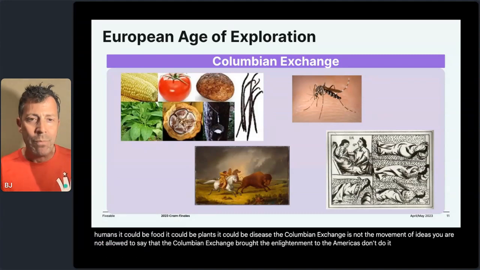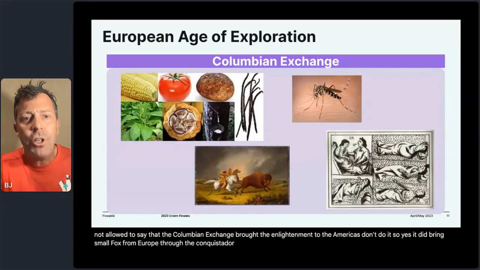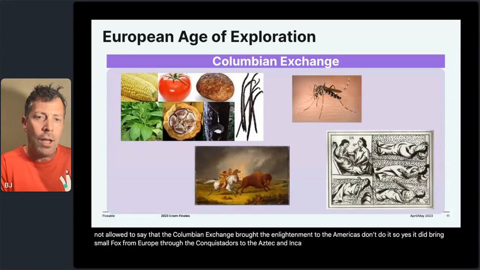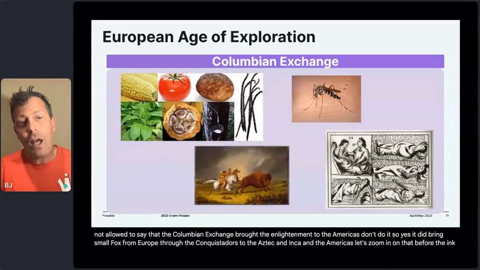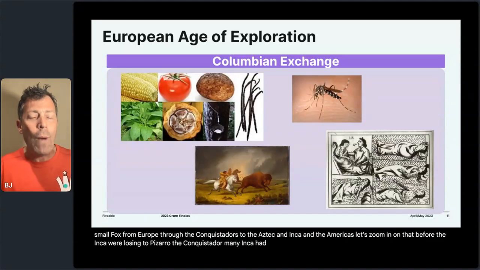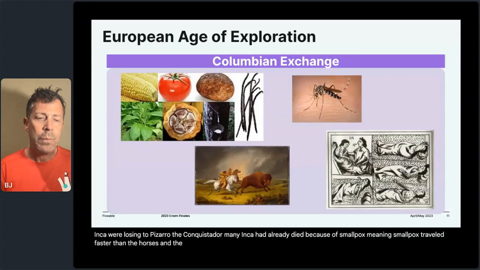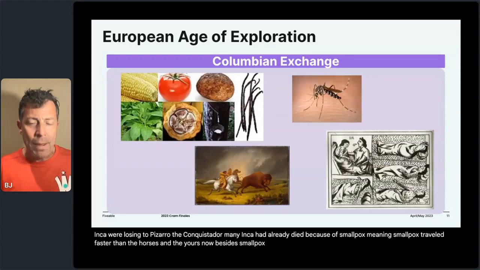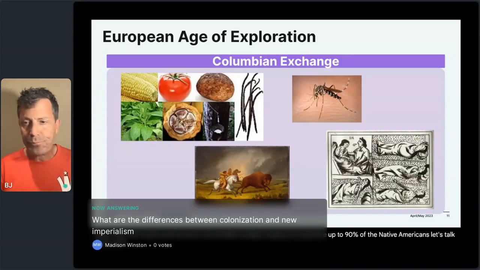Don't do it. So, yes, it did bring smallpox from Europe through the conquistadors to the Aztec and the Inca and the Americas. Let's zoom in on that. Before the Inca were losing to Pizarro, the conquistador, many Inca had already died because of smallpox, meaning smallpox traveled faster than the horses and the conquistadors. Now, besides smallpox wiping out anywhere up to 90% of the Native Americans, let's talk about food.